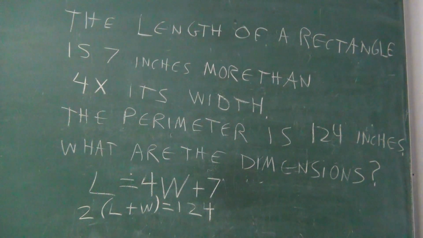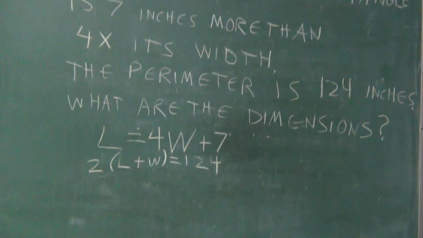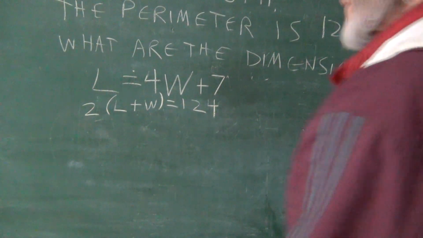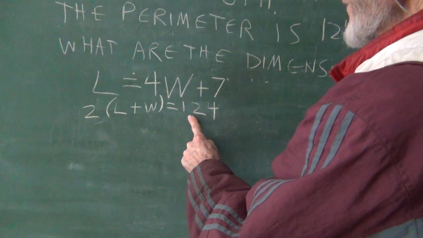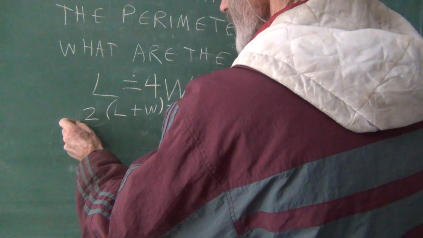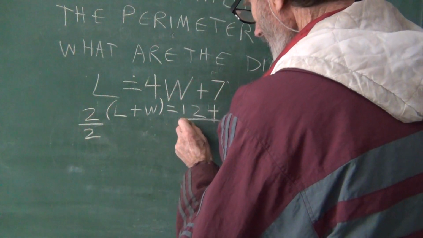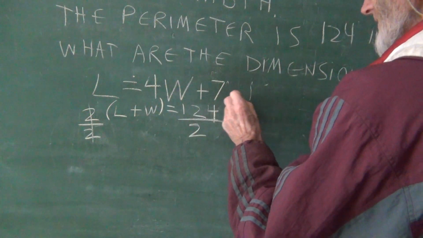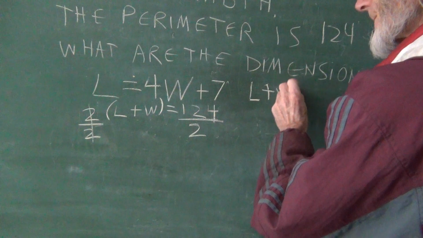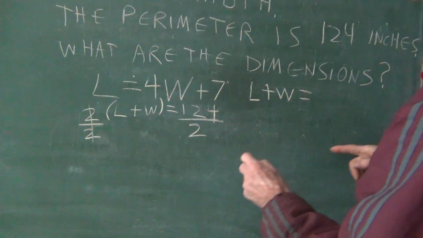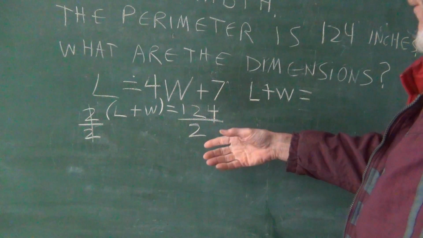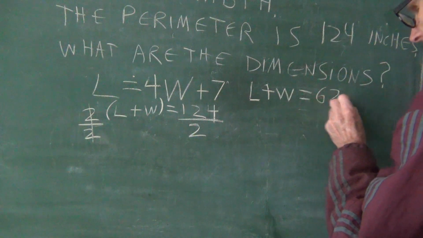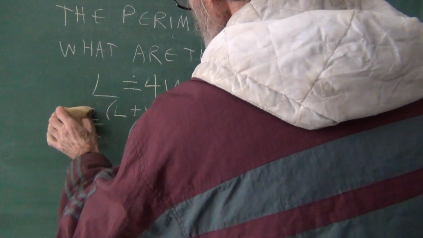Now, let's see what we're going to do here with these 2 situations. Well, one thing we're going to do is simplify a little bit, because you see there's a 2 here and 124 is even. So we can divide both sides by 2, and then that cancels out. So we just have L plus W, length plus width, equals half of 124. Well, half of 120 is 60, and that would be 62. Okay. So these now are going to be the 2 equations that we're going to use.